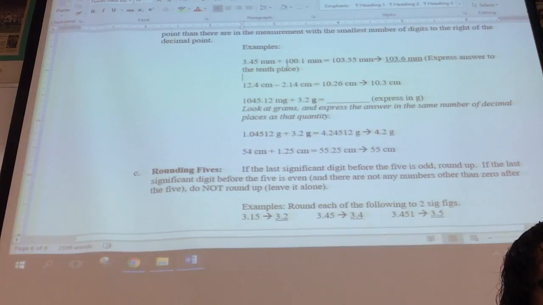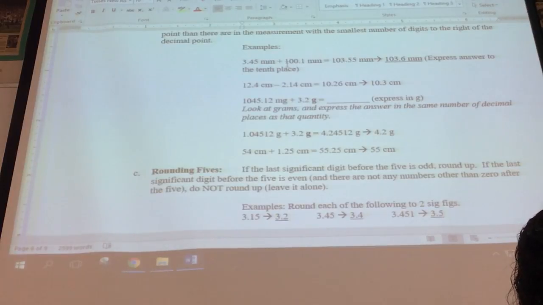When you add or subtract, you must have the same unit. If I'm 63 inches and Brian is 70 inches, he is 7 inches taller than I. When you add or subtract, you must have the same unit. So that's the first thing you check.